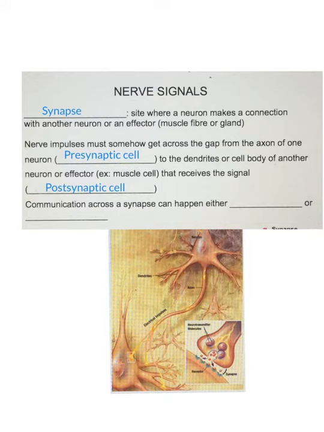Okay, and so communication across the synapse. In this case, this picture is actually showing a chemical communication, but there's also an electrical communication that we'll talk about in a little bit. Okay, so that connection can either happen chemically, or it can happen electrically.